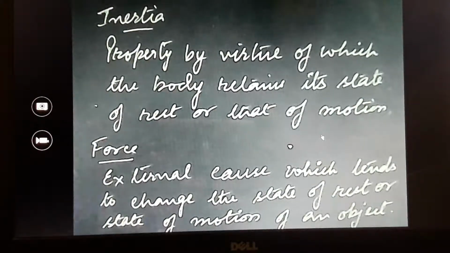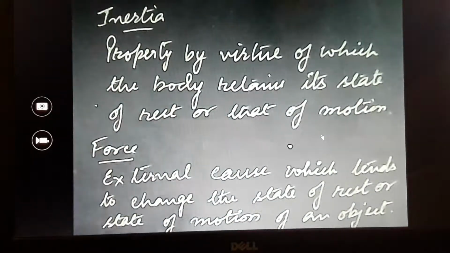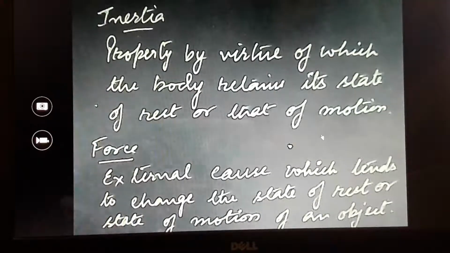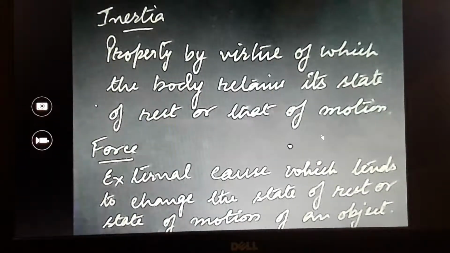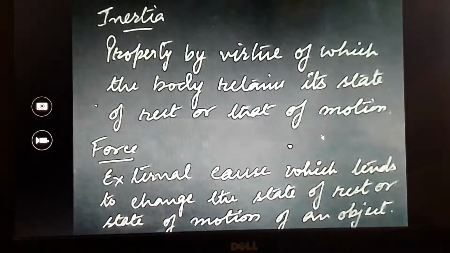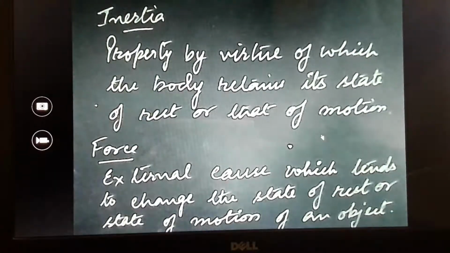Why? Because the part of the carpet where the stick strikes comes in motion at once, while the dust particles settled on its fur remain at rest due to inertia. So the part of the carpet moves ahead with the stick, leaving behind the dust particles, which fall down due to Earth's pull. Right. So these are a few examples we can discuss here of how practically we can realize Newton's first law of motion.